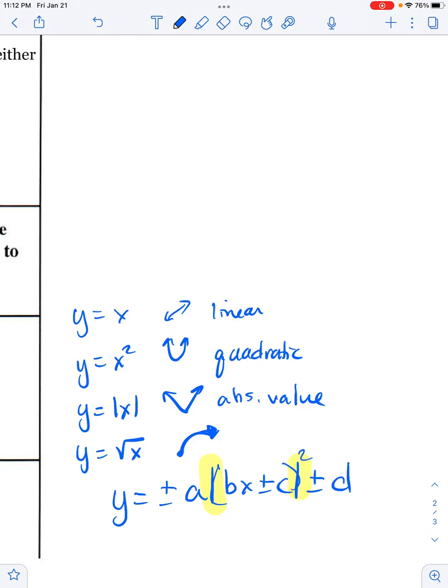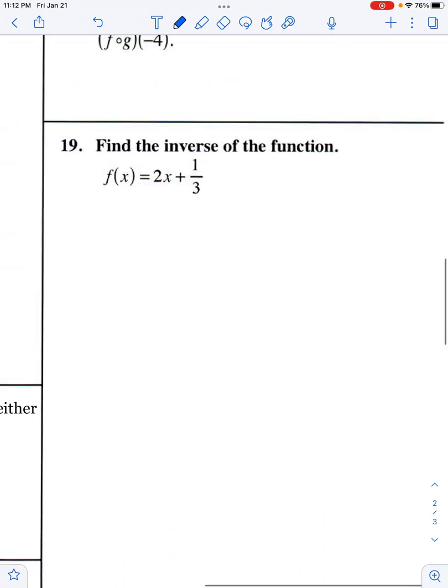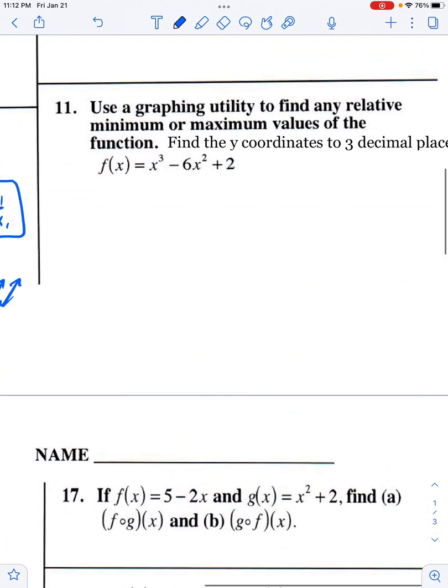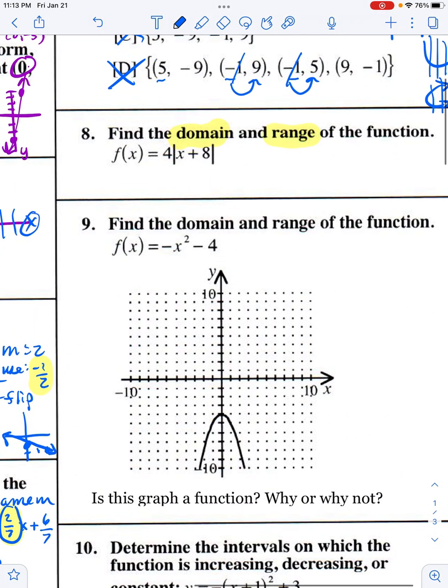It could be this squared. It could be square root, any of these containers. These numbers all do the same thing. Some move them up, down, left, right, all that good stuff. So you have to look that up on the notes and get that onto your cheat sheet if you don't remember that off the top of your head.